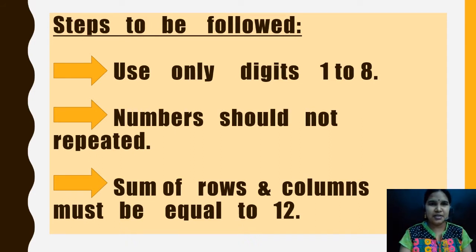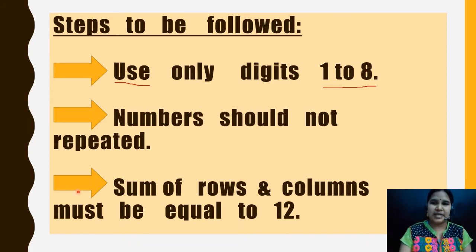What is the first step? The first step is use only digits from 1 to 8. Only 1 to 8 digits we need to use. And what is the second step? Numbers should not be repeated. Whatever numbers you take, those numbers should not be repeated again.